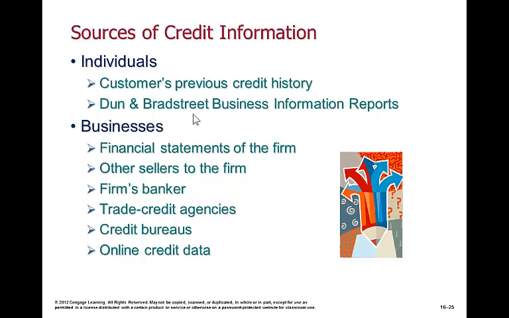So where do I get my credit information on individuals? I can get it in a couple of places: their credit history, and then also on the D&B, Dun & Bradstreet information reports. I can also get it on their business by looking at their financial statements and what their other sellers are saying about them, what their bankers say. Sometimes you can get it from credit bureaus or trade credit agencies, and sometimes you can get it with online credit data. But there are ways to get information on businesses and their credit practices. And you want to make sure that before you offer credit with your business that you understand what that customer's track record is, what their history is. It's the same way for individuals. I want to know what their history of payment is before I'm going to offer them credit. Your bank goes through this same process every time you apply for a loan at your bank.